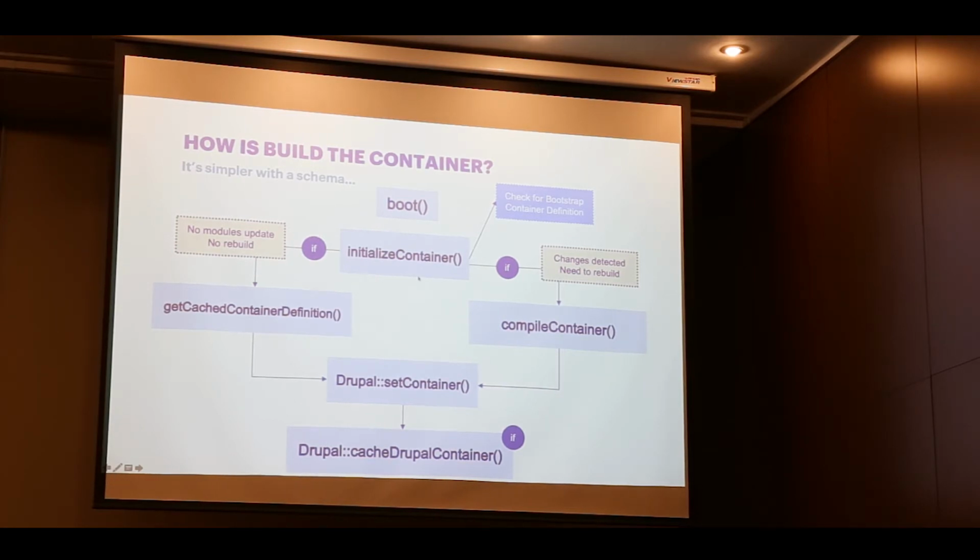After that, we have the initial container perform some checks. If we have no module update and no need to rebuild the dependency injection container, we can call getCachedContainerDefinition. You have your container inside your cache. You go here, Drupal sets the container to your previously cached container, and that's all.